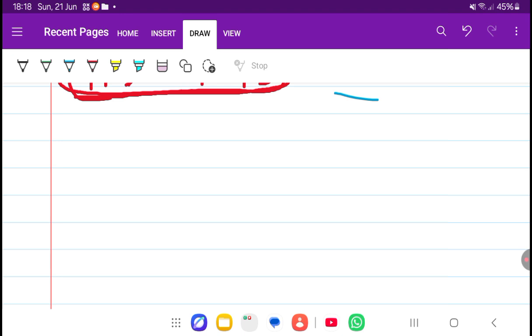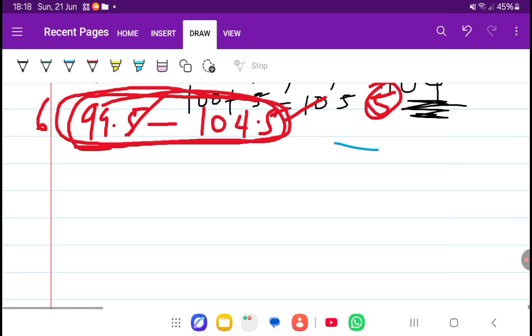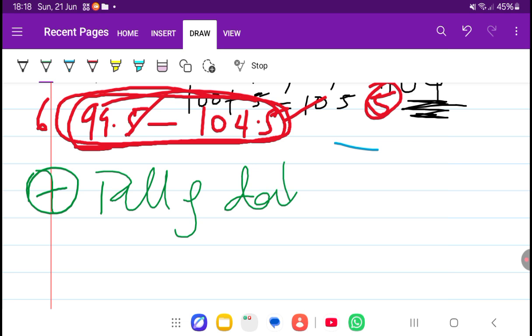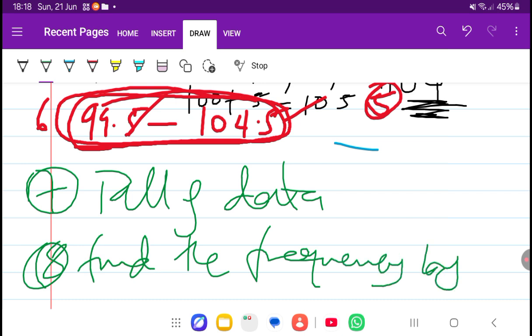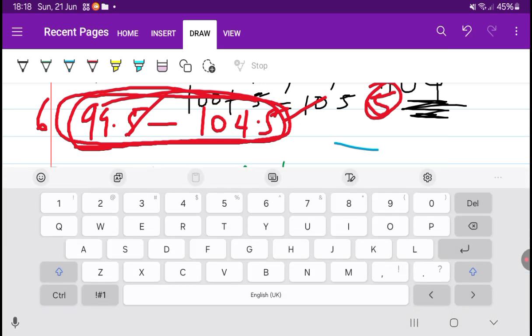So the next thing is for us to tally. Of course, step 7 is for us to tally the data. Then step 8, we just count. We find the frequencies by counting the tallies. So let's now go to the table itself. We draw the table, then we summarize the information that we have.